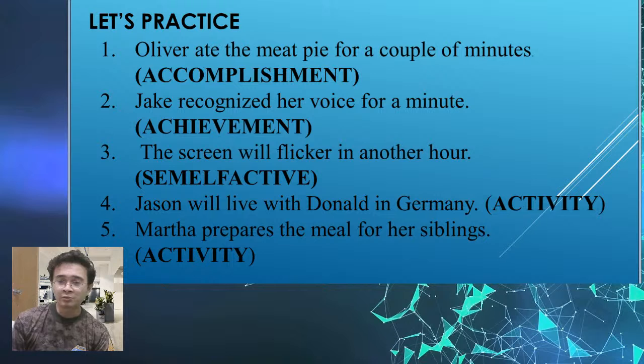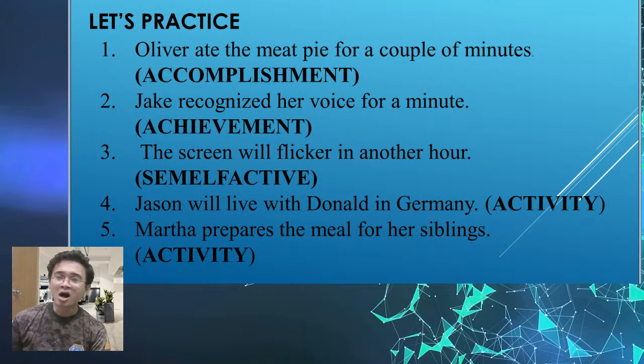And for number 5, Martha prepares the meal for her siblings. This one, okay, I can say this one is activity. Maybe at the time, okay, she's preparing the meal, or she's always preparing the meal for her siblings. So we call this one also an activity verb.